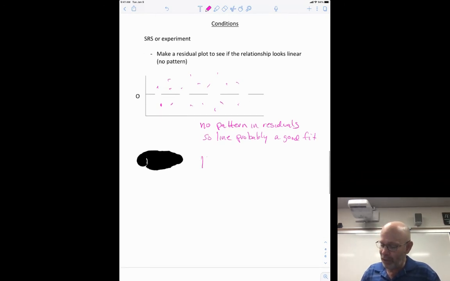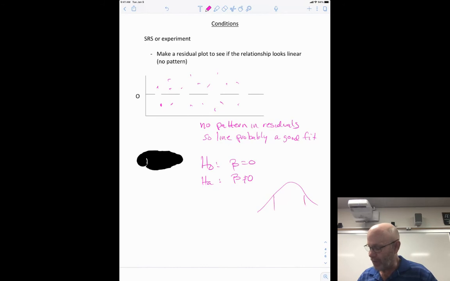And then you would just go through your normal steps, right? Null hypothesis, slope is 0. Alternate, slope is not 0. You would find your t star with n minus 2 degrees of freedom. Then you run the linear regression t-test on your calculator, or use the formula, you get a test statistic, you get a p-value, and then you come up with your conclusion. I'm not going to do an example because we've done enough of these. It's all going to work the same, okay?